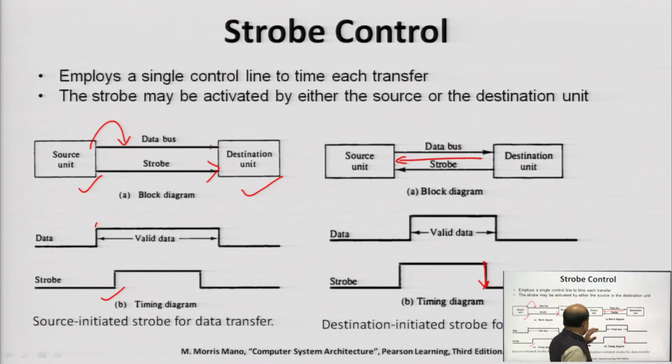But in both cases, source initiated and destination initiated, there is one major drawback in this particular methodology: the source unit will never know whether the data has been received completely by the destination unit, yes or no. Means the source unit will never be informed that the data which it has placed on the channel is received completely by the destination unit. That is the major drawback of this strobe control methodology.